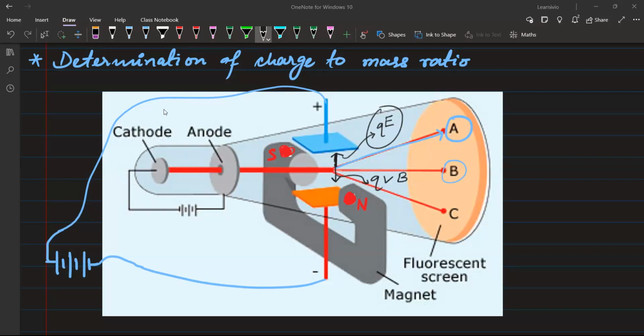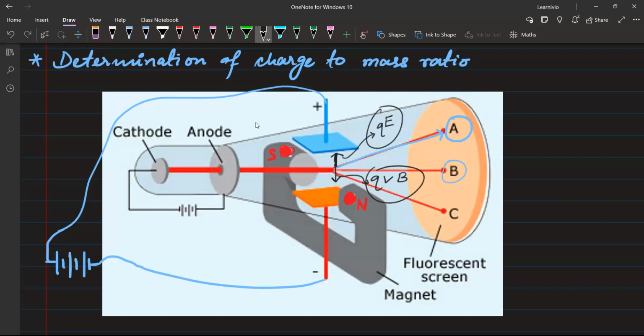Two things to understand, QE and QVB. Tell me guys, yes or no? Did everyone understand up to here? Tell me guys, did you understand these things, that the upward force is QE, and the downward force is Q into V into B, where B is the magnetic field?